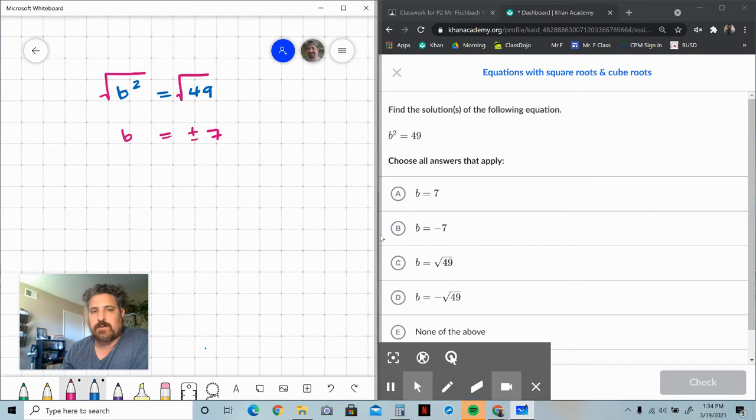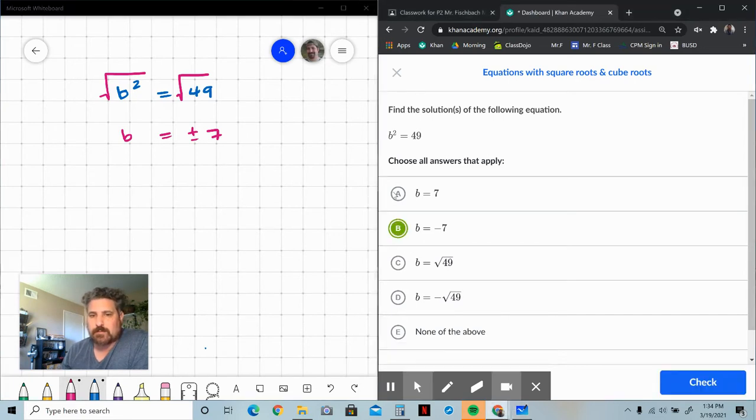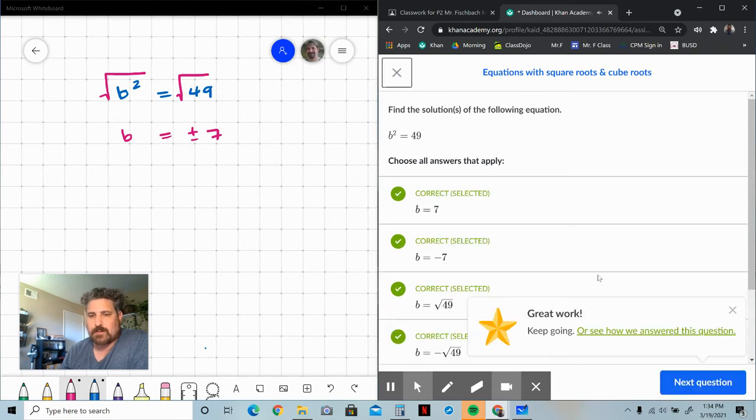So it could be positive 7 or negative 7 because 7 times 7 is 49, and also negative 7 times negative 7 is 49. So it says choose all the answers that could apply. Well, it could be positive 7, it could be negative 7. So it could be either of those two. Can it be the square root of 49? Yes. Can it be the negative of the square root of 49? Well, technically, yes, because that could also be correct. So all those could work because it's positive and negative of the square root of 49, plus or minus.